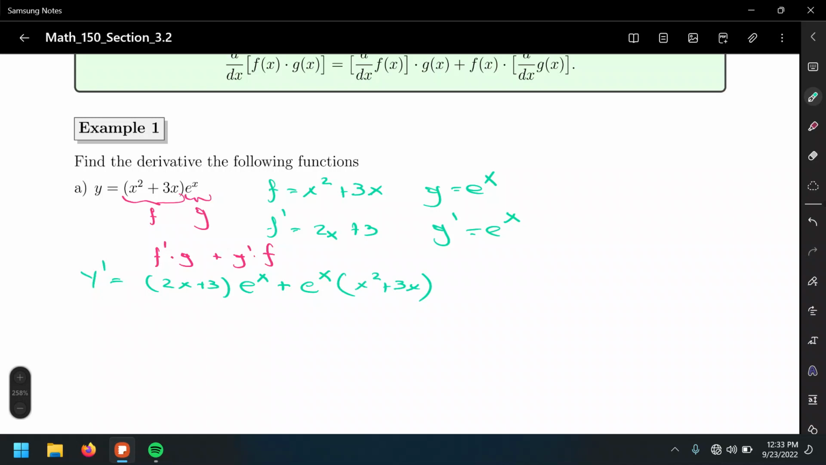And that's how we use the product rule. That's the product rule in action. Well, you might want to simplify this. Well, factor out the e to the x.